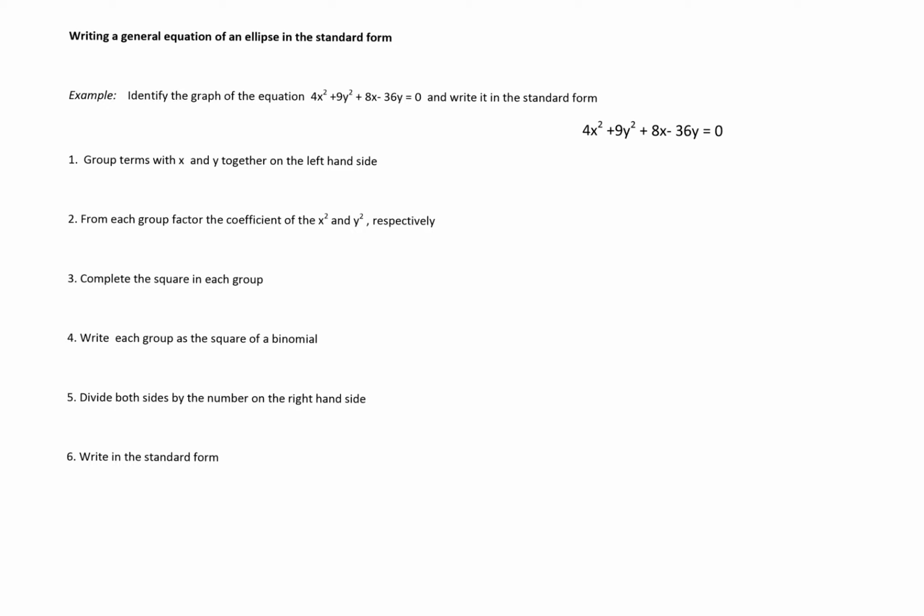Suppose we have the equation 4x squared plus 9y squared plus 8x minus 36y equals 0. I will recognize the ellipse because there are two variables, both of them are squared, the highest power of x and y is 2, and I have the expression 4x squared plus 9y squared, where 4 and 9 are positive. So this is an ellipse.